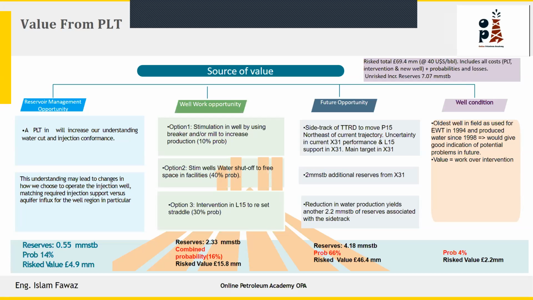For well conditions, this is a very old well, and this well was drilled from 20,000, and if we run it, it gives understanding of the integrity issue. This is the value of work intervention, and this probability is around 4% because we have an expected issue for the well condition because we are increasing water, so it could be the casing is corroded and some problem in this well. This leads to risk value around 2.2 million and the probability around 4%. So the highest probability branch is around 66%, and this leads to reserves of 4.1. So go ahead and run a PLT because we have value.